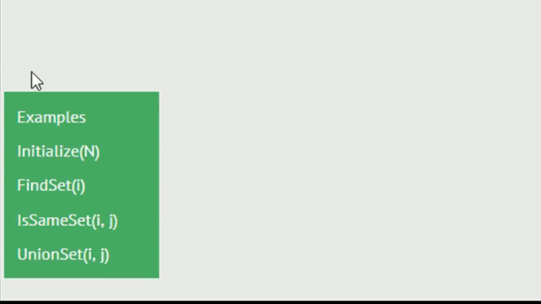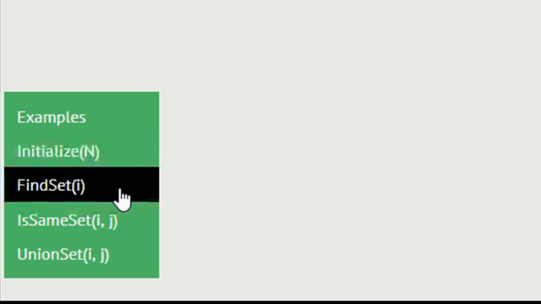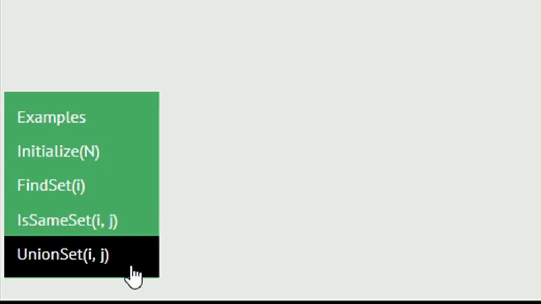So I have some functions here. I have an initialize function. I can use initialize to initialize the disjoint set. Then I have find set. Using this, I can find whether elements are in the same set. This method will compare two elements and give me a result like are they in the same set or are they different. And then I have union set.